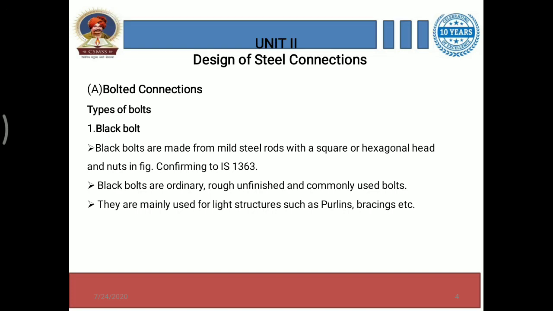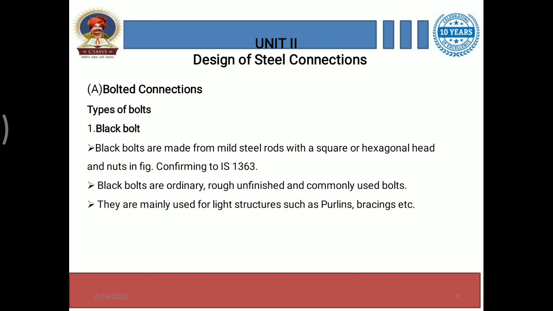Let's start with bolted connections. So, in the last lecture, we have already mentioned that this topic, the design of steel connections, is divided into two main parts, that is bolted connections and welded connections. So, the first point is bolted connections.